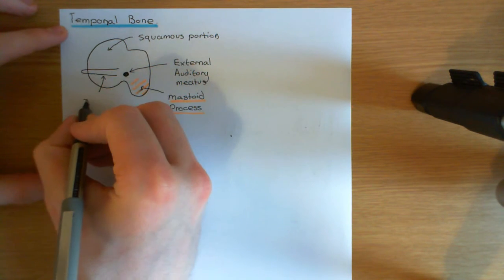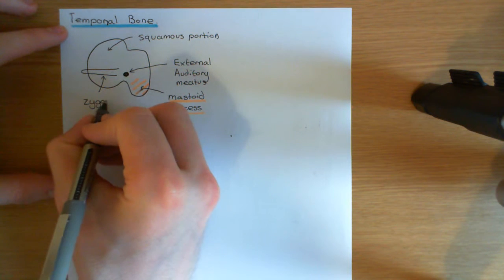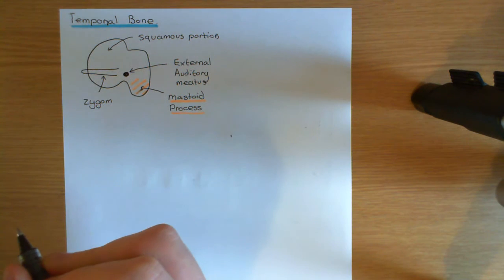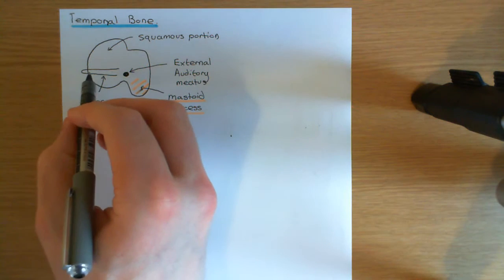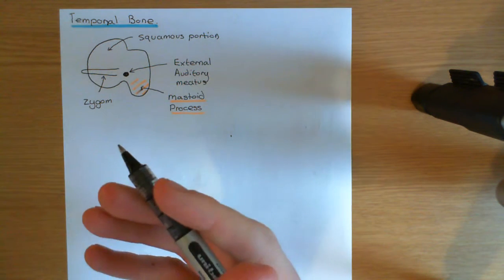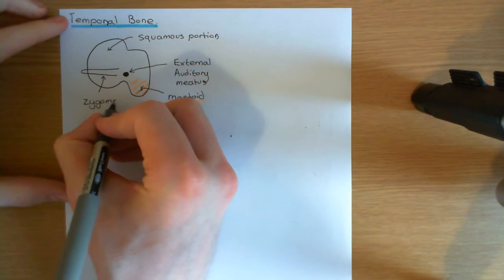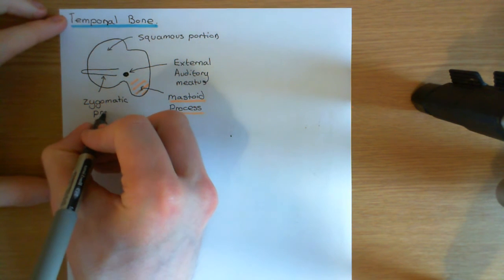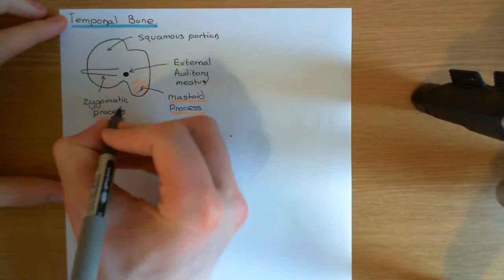So this is what's known as the zygomatic process of the temporal bone, and you can feel this on yourself as well. This is going to join with a process from the actual zygomatic bone to form the zygomatic arch in the side of the skull. So this is the zygomatic process of the temporal bone.